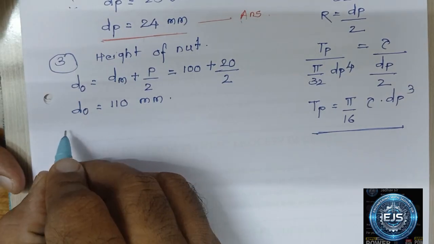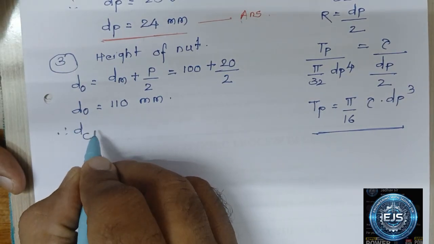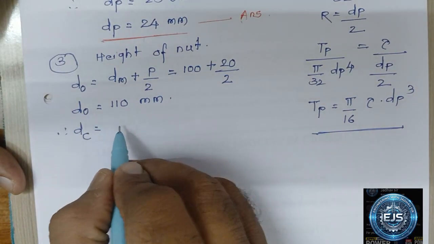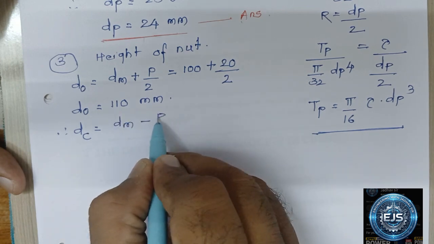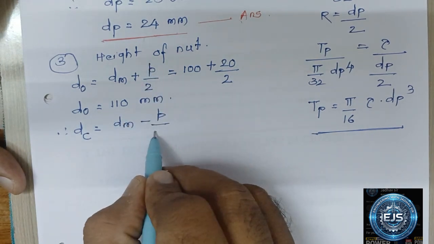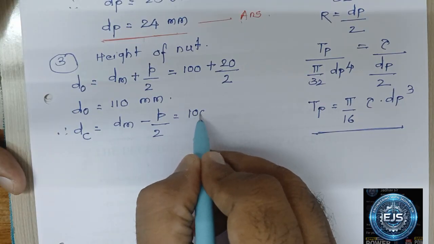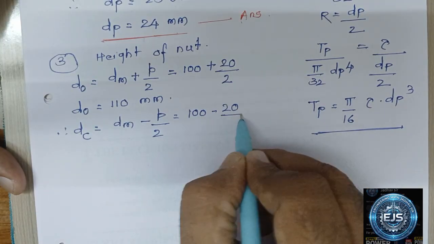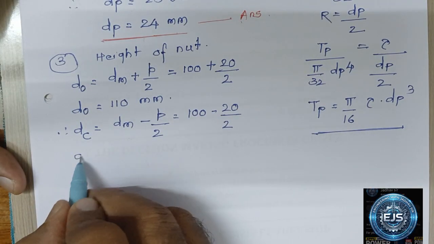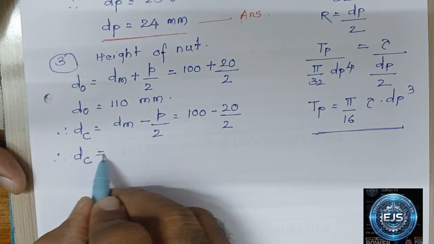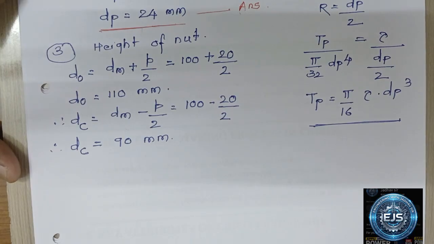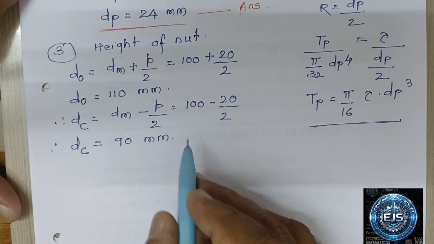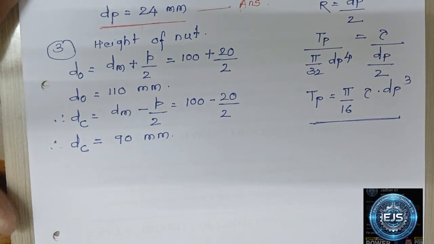Yeah, 110 mm. Now we have to find out the core diameter or DI, inside diameter of the screw. So core diameter is equal to mean diameter minus pitch by 2. So mean diameter is 100 minus pitch is 20 divided by 2. So 100 minus 10 is 90 mm is the core diameter. 90 mm is the core diameter for this problem. आउटर डायमीटर और कोर डायमीटर हमने फाइंड आउट कर दिया.